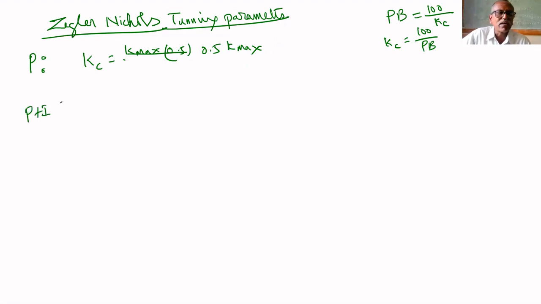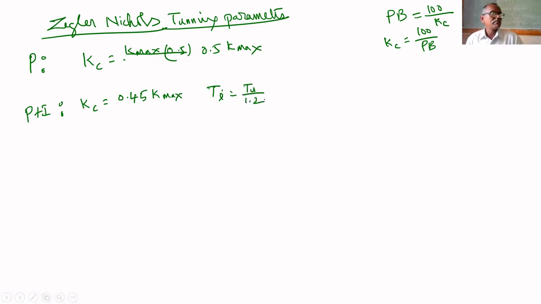For a P plus I controller, Kc equals 0.45 times Kmax. We have to reduce it because the introduction of the integral mode is a threat to stability. That's why we decrease Kc to 0.45 times Kmax. And Ti equals Tu, the ultimate period, divided by 1.2, a thumb rule suggested by Ziegler-Nichols.